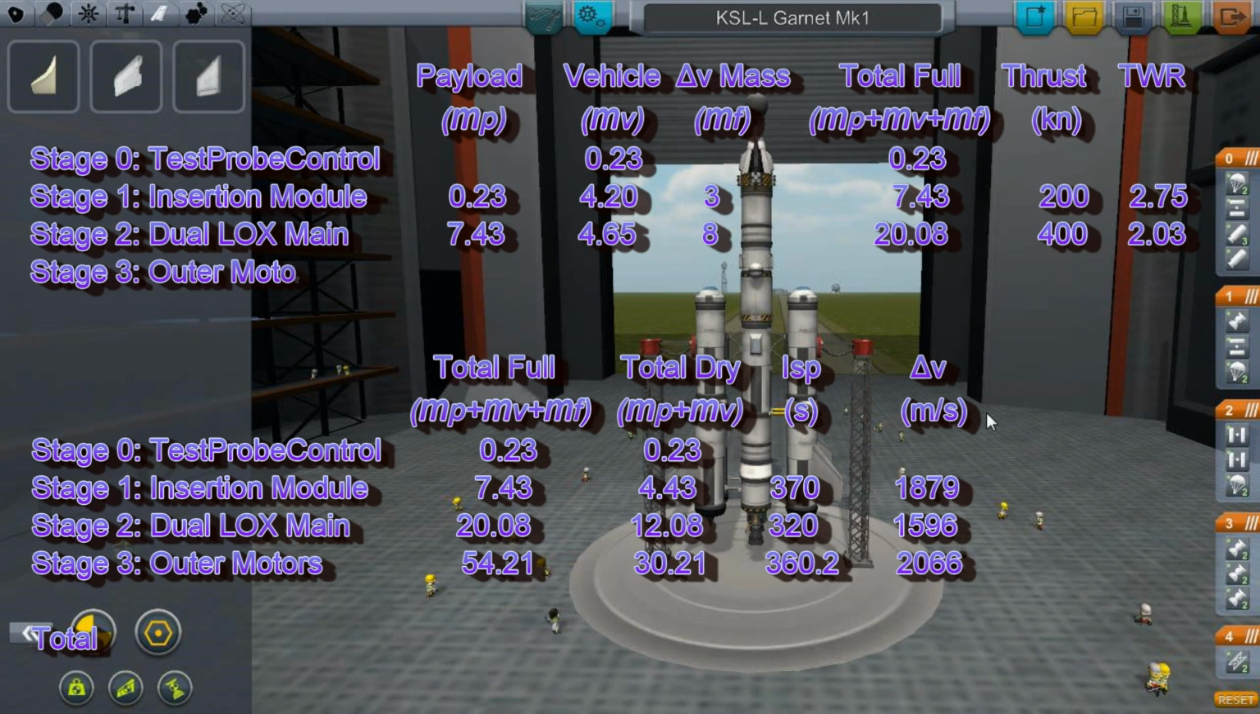So that should about do, and I'll just list the summary information for all the stages. At the end, we want to add up the delta V for all the stages, and we end up with 5,540 meters per second altogether. That should be enough for orbit. We'll name it Kerbal Space Lift, TAC Light, Garnet Mark 1, and we'll get it ready for launch.